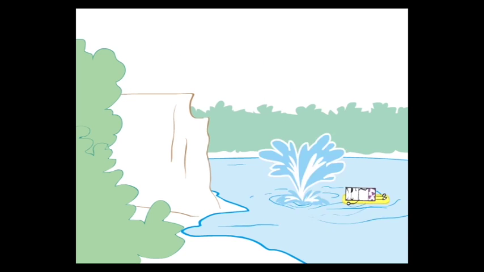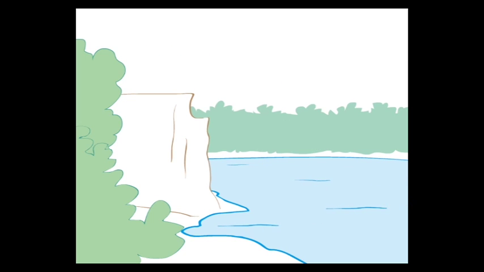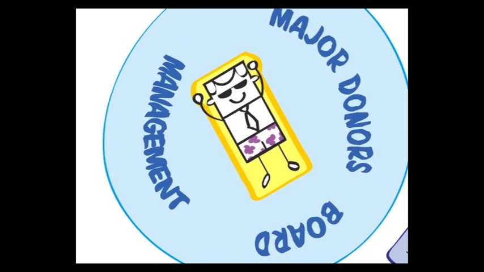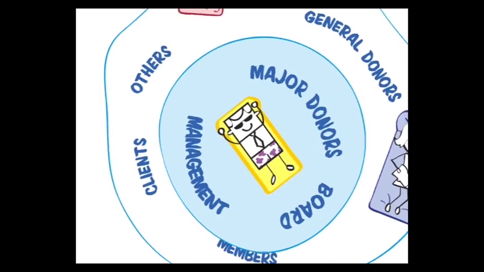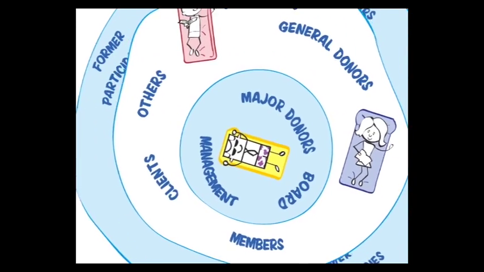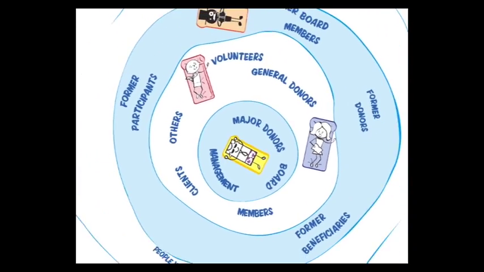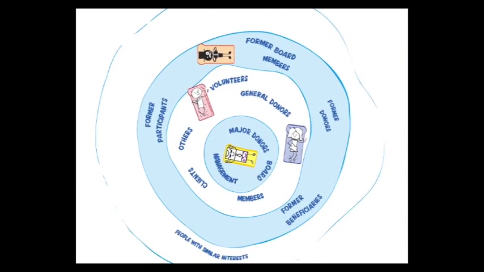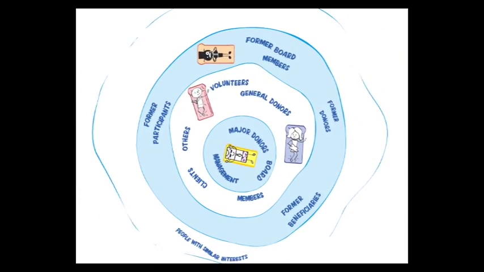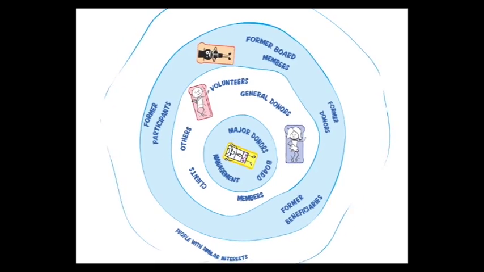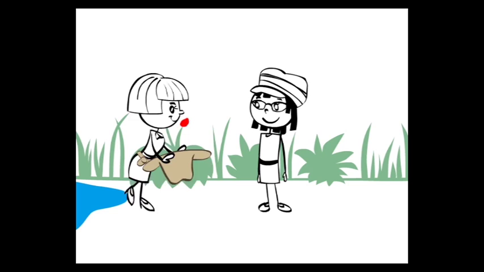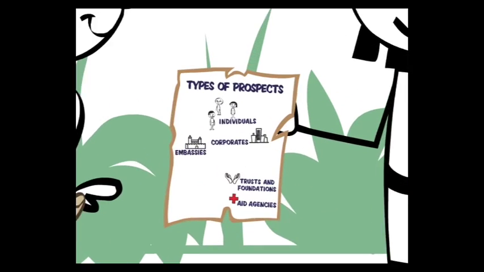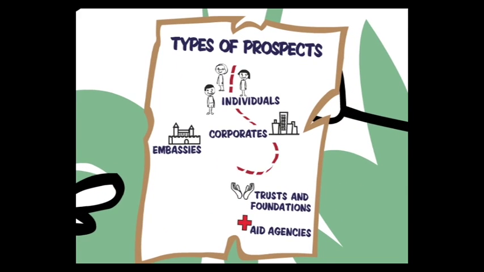Dive in, approaching stakeholders in your organization. Look at your internal network, management, board members and major donors. Then ripple outward to people with similar interests. Tapping into your existing donor base and speaking to your board and constituencies may yield viable leads. In your final wave, look at your organization's universe. Prospects could be individuals, corporates, embassies, the list goes on.